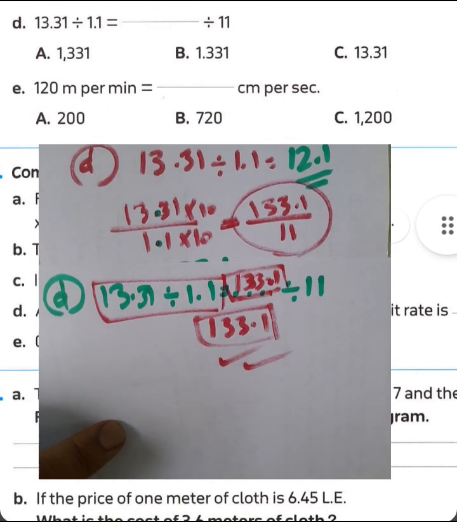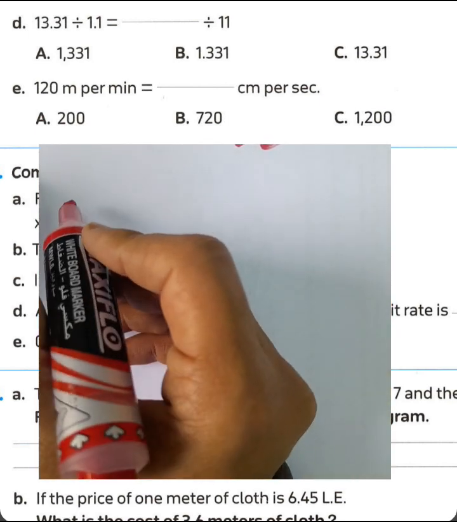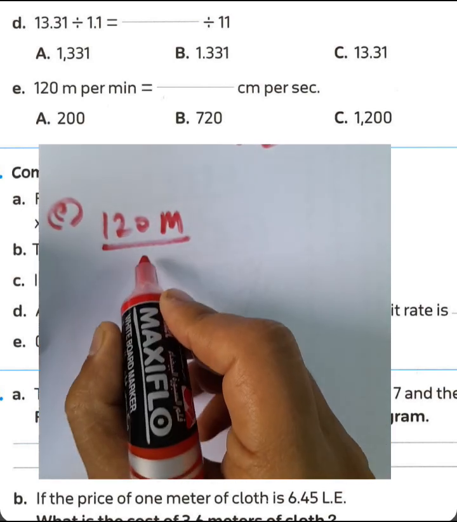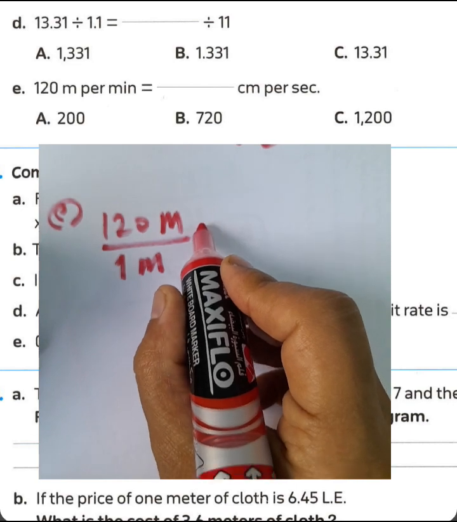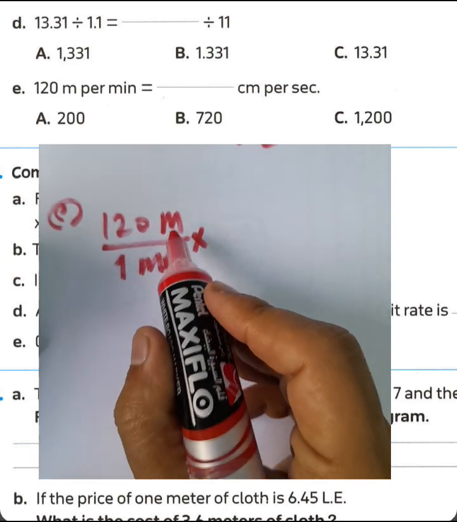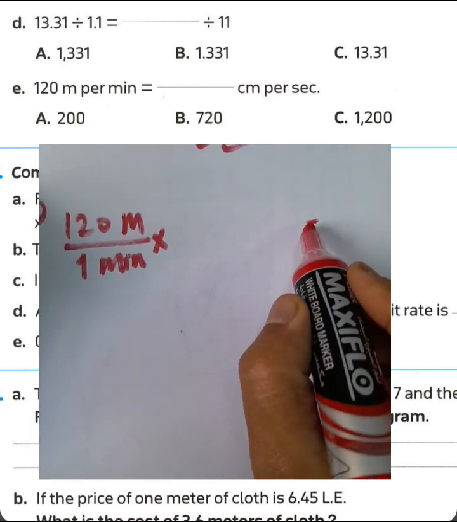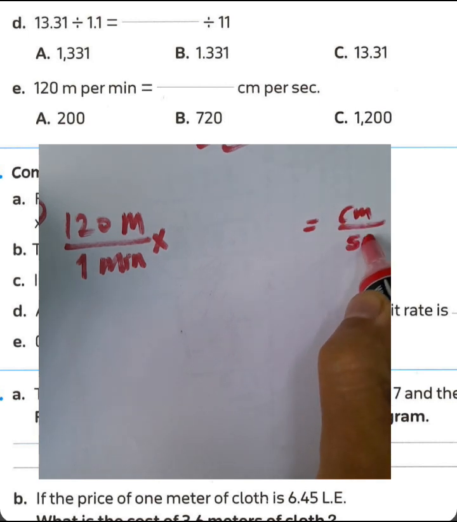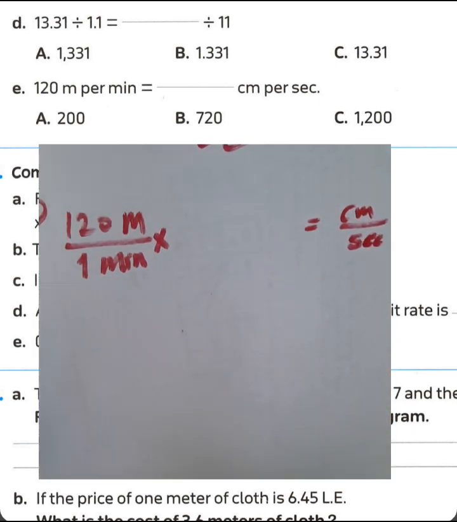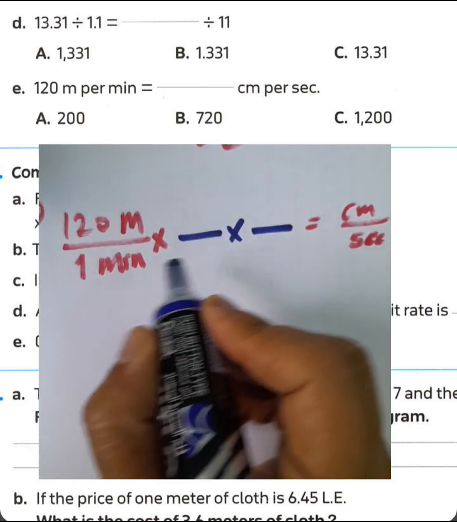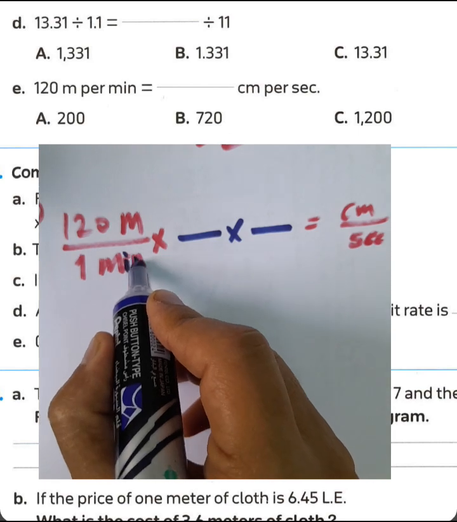Question letter E: 120 meters per minute, convert to centimeters per second. Okay, look at question letter E. We have 120 meters per 1 minute. We must convert from meters per minute to centimeters per second. So in this example, we have two conversions. First, convert from meters to centimeters, and then convert from minutes to seconds.